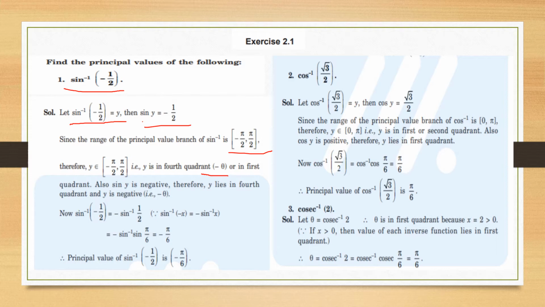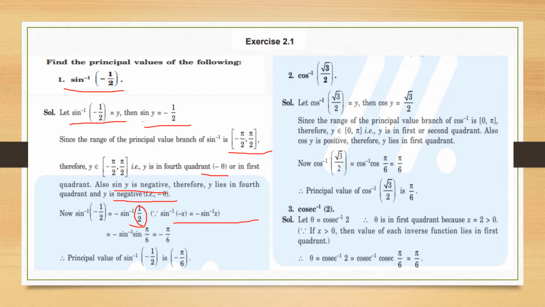Now, also sine y is negative. That is, y lies in the fourth quadrant and y is negative. That is minus theta, right? So simply, I just search for an angle, and understand this in this way: I will go for an angle which will give me either negative or positive. I will use the concept of odd and even function and get the value of the angle, right? And that value will give me the principal value.